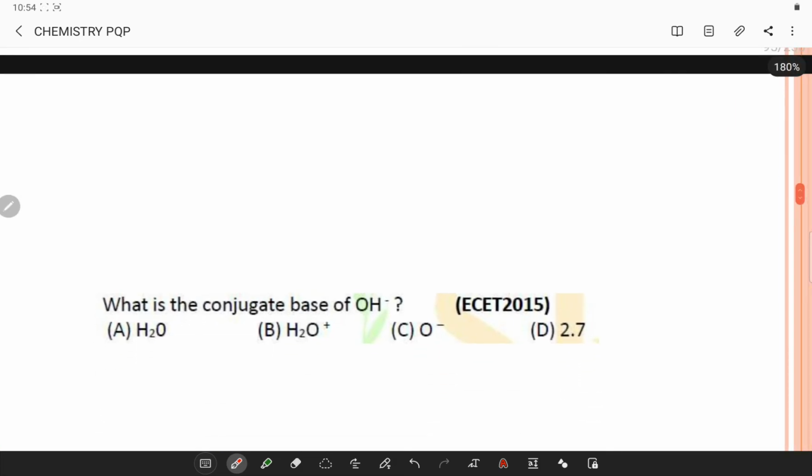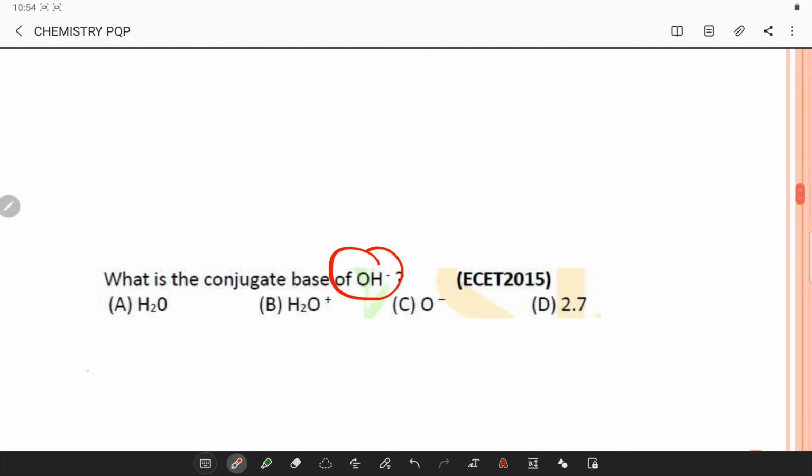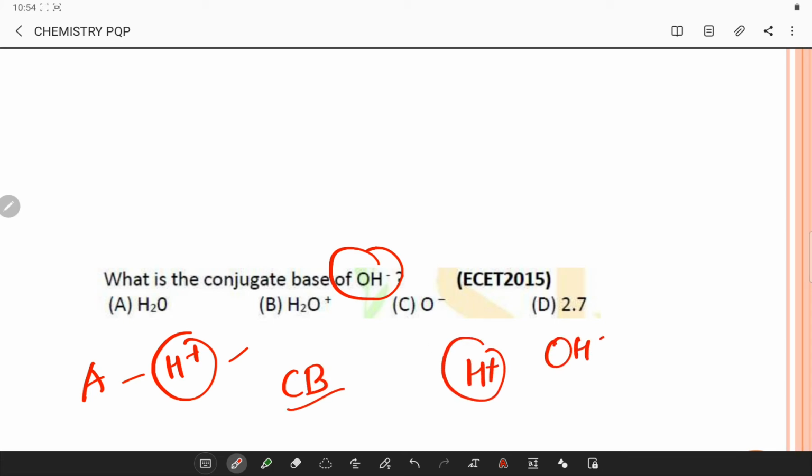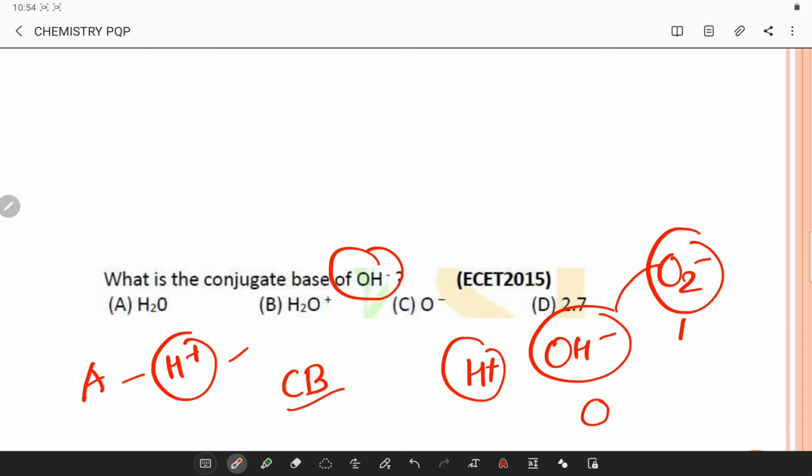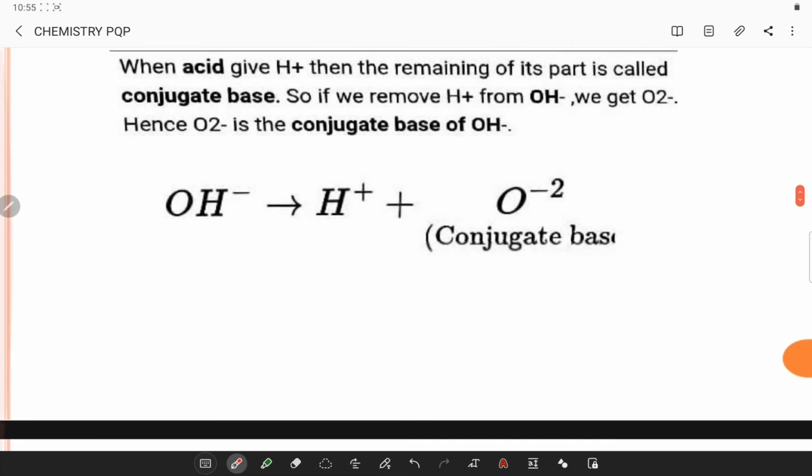Next, what is the conjugate base of OH minus? When an acid gives a H plus, the remaining part is called a conjugate base. If we remove the H plus from OH minus, we get O2 minus, and O2 minus is the conjugate base of OH minus. If you observe, the nearest option is this. So let's go to the next question. The conjugate base is O2 minus.